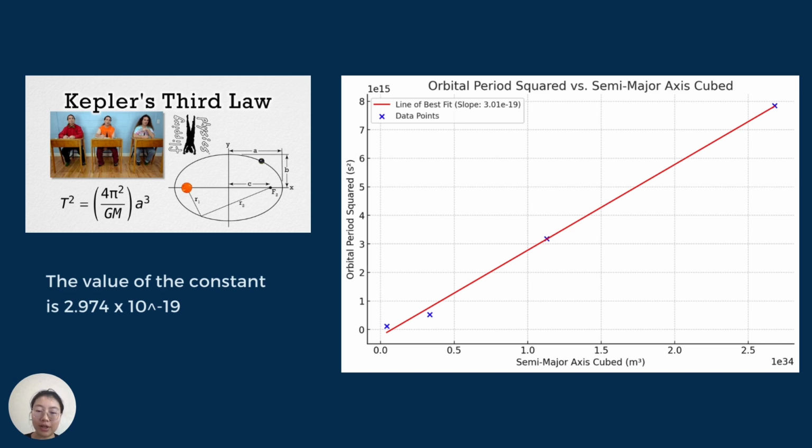So what I did was I converted the unit to the standard unit and redid the plotting. Then I calculated the slope of the new line of best fit. It is 3.01 times 10 to the power of negative 19. This appears to align with the value of the constant in Kepler's third law, which is 2.974 times 10 to the negative 19. That's brilliant.